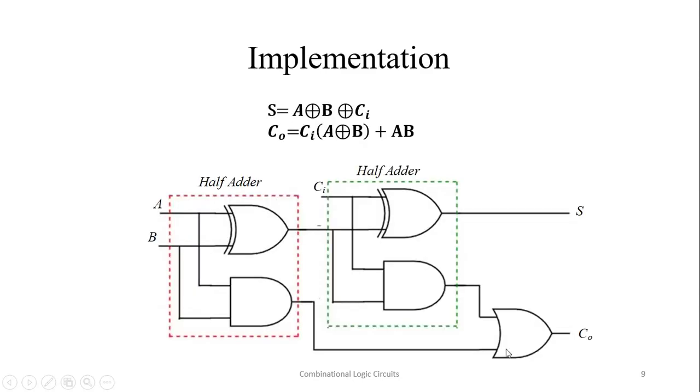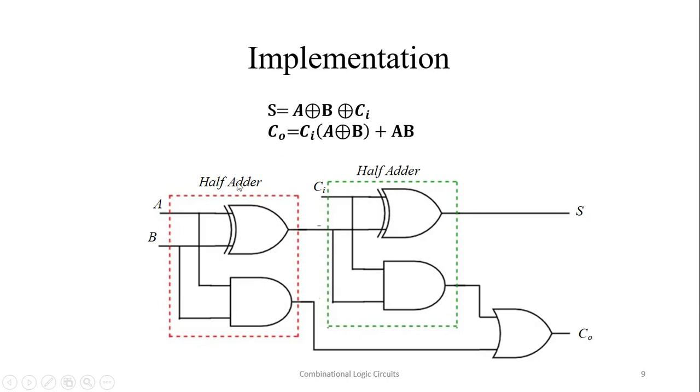Now we are going to implement it. So this is the implementation. This is the sum, and this is the carry. Look at the sum: A exclusive OR B is represented by this exclusive OR gate, and the output of this exclusive OR gate is exclusively ORed with CI. So this is the second exclusive OR, and this is the sum.